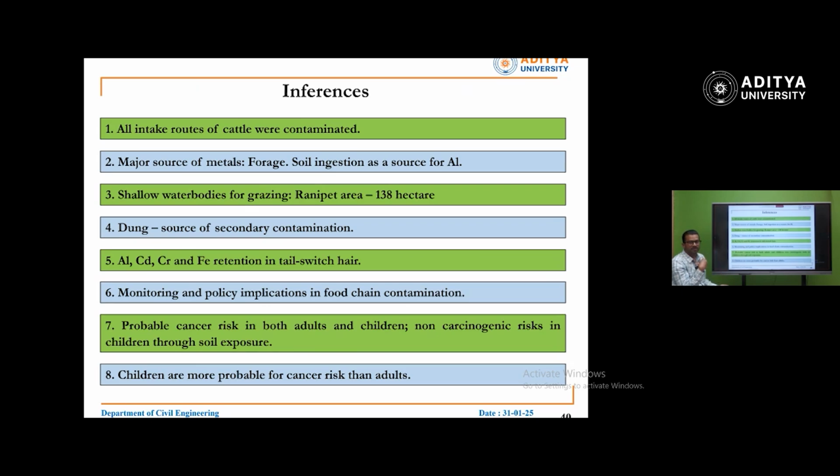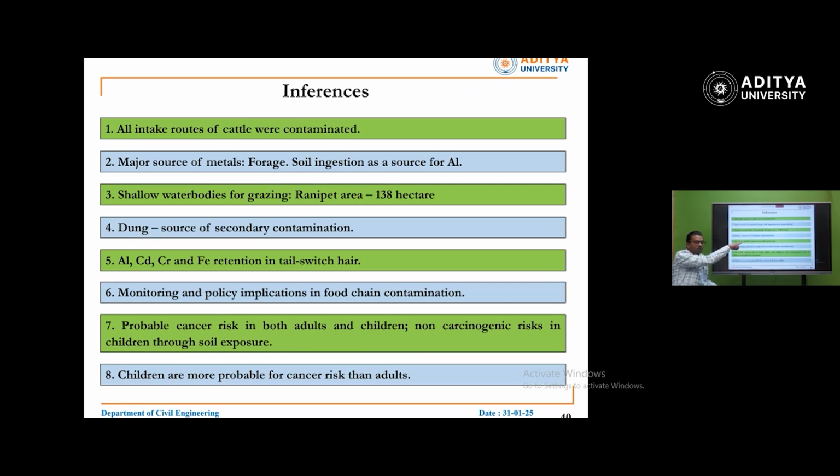That means the food, the forage it is eating, the water it is drinking, and the soil it is ingesting along with the food. All these three routes are considerably contaminated. And the major source of metals into the cattle is through the soil that is attached to the plants or to the roots of the grass. And as you can notice here, this study is only on one small shallow single lake in that industrial area.